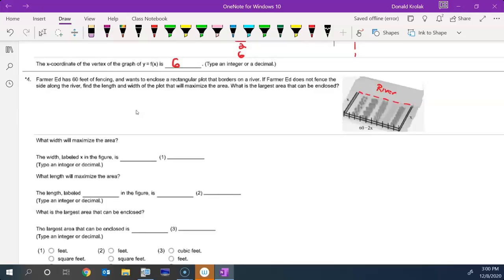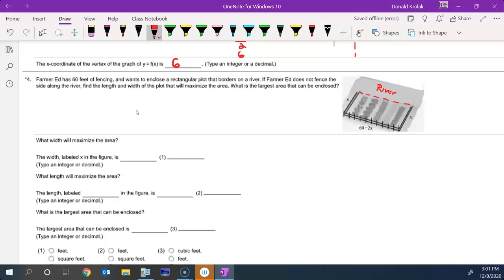Okay, Farmer Ed's got 60 feet of fence, wants to enclose a rectangular plot that borders on a river. Farmer Ed does not fence the side along the river. Find the length and the width of the plot that will maximize the area. Now, we did some of these in our homework assignments. The thing about this one is that you don't have to come up with these dimensions like you did before. All right, so we already know what these are.